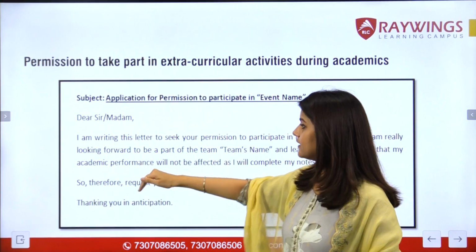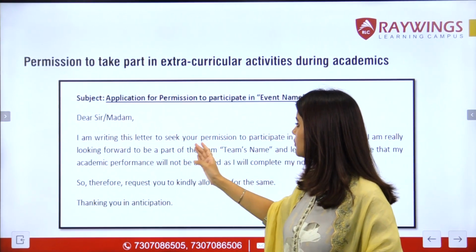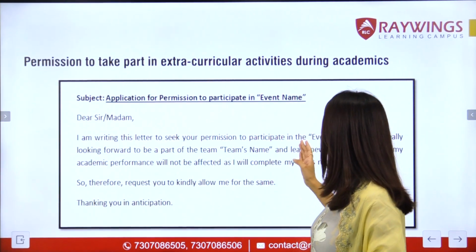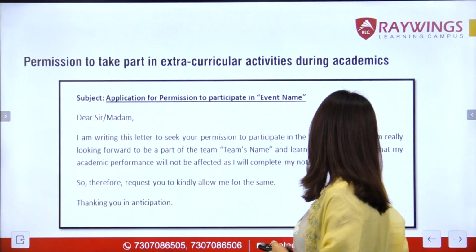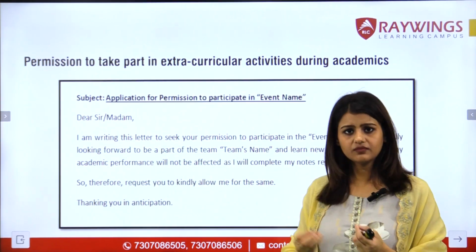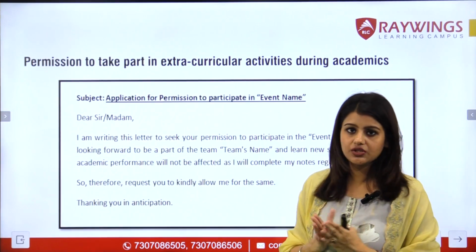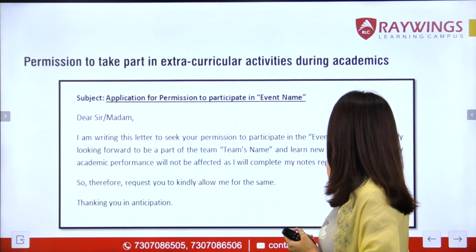Then in the next line, again from the left, you will write down, I am writing this letter to seek your permission to participate in the event, the name of the event you will write down, as I'm really looking forward to be a part of the team. If there is a team, you can mention its name to make it sound more authentic. Then, and learn new skills.